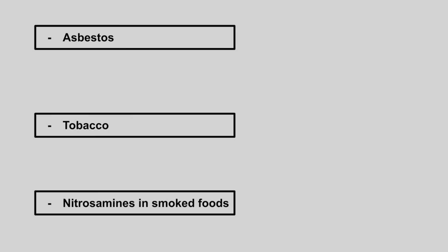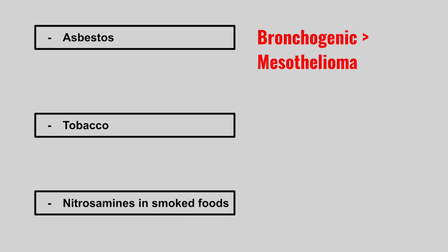Next is asbestos. This is bronchogenic carcinoma and mesothelioma. Remember, bronchogenic carcinoma is more common with asbestos exposure.